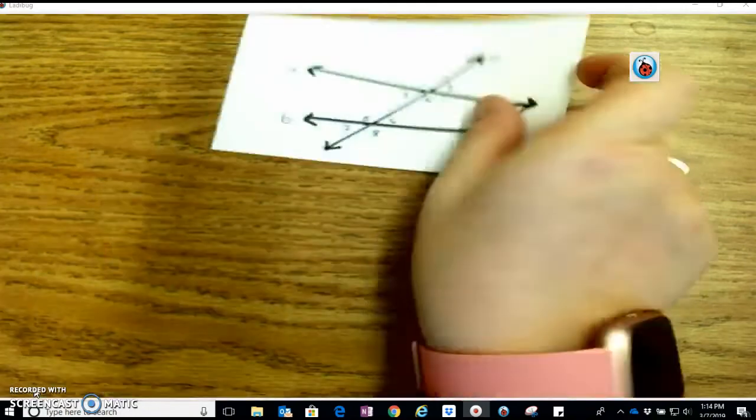We're going to talk about angle relationships today. So I'm going to start you off by taking a look at some images.